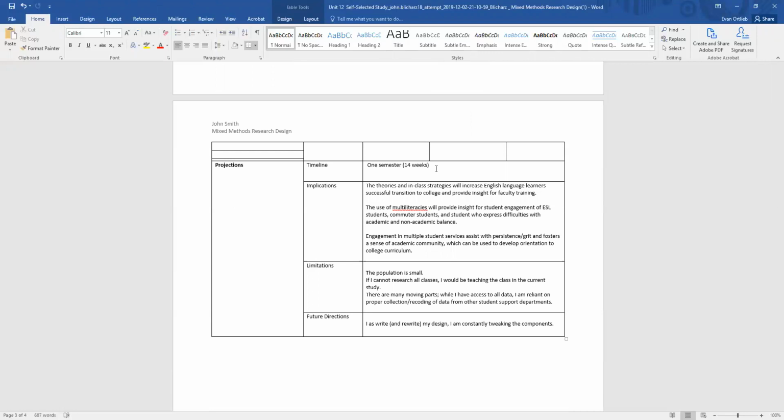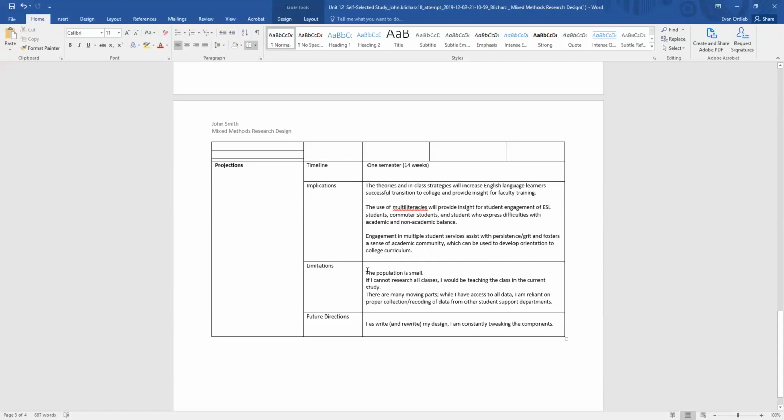Give me some estimates. Then the implications. Here it talks about how the theories and the strategies will increase learners' success in the transition to college. The use of multiliteracies will provide insight for these different types of students to be able to express difficulties, and so on and so forth, as well as engagement increases. Those are listed as the potential positive implications. Sometimes there may be negative ones that you would include too.